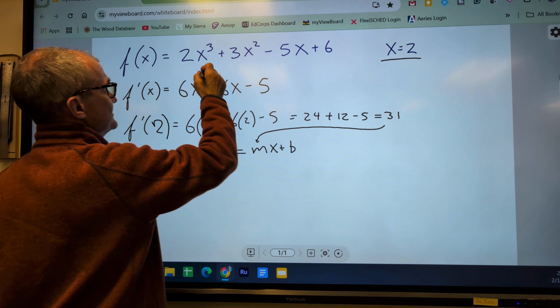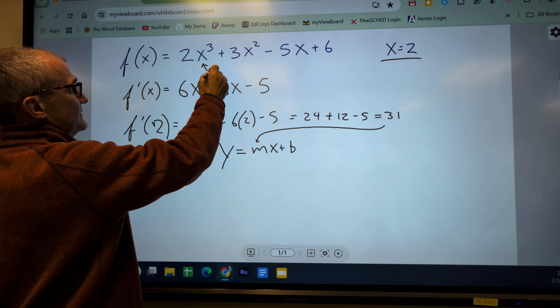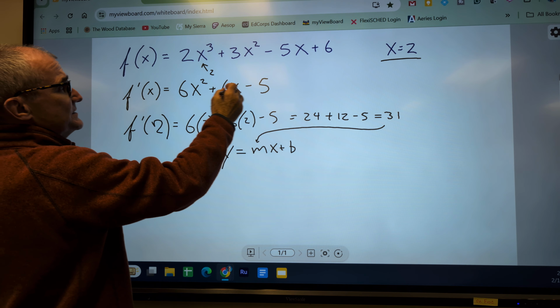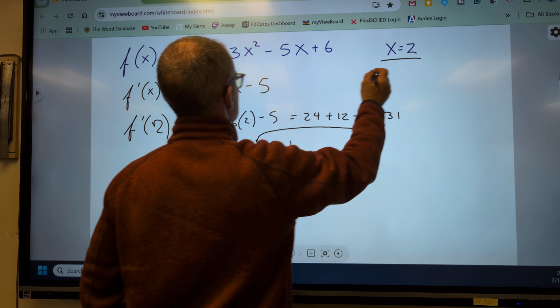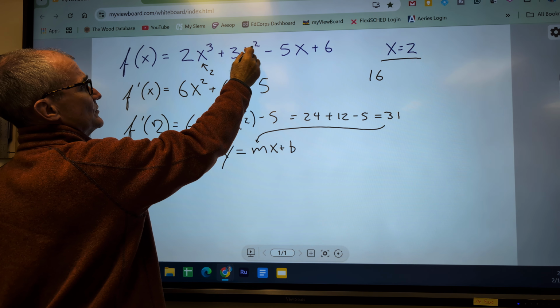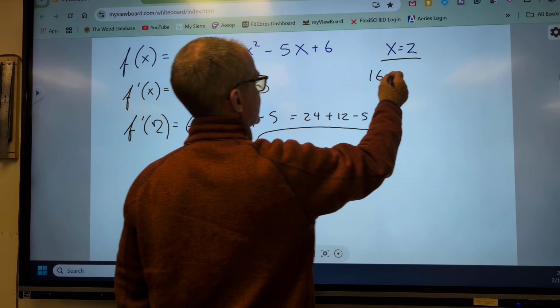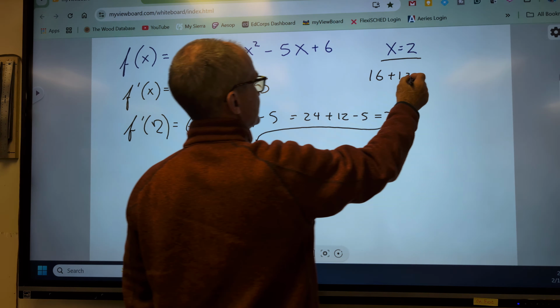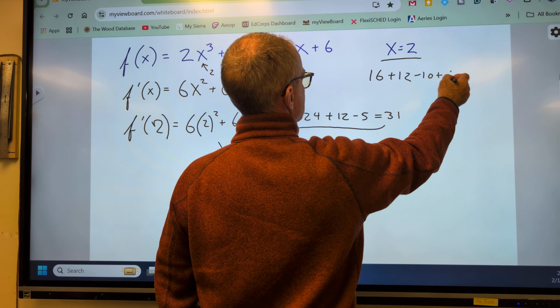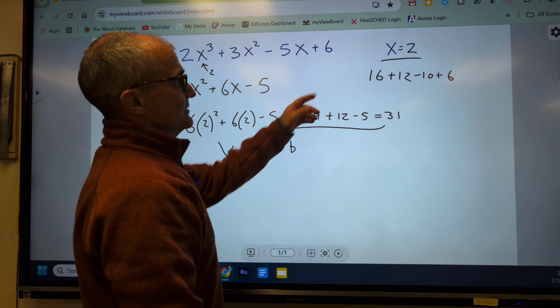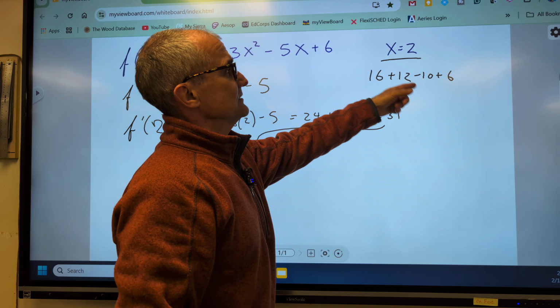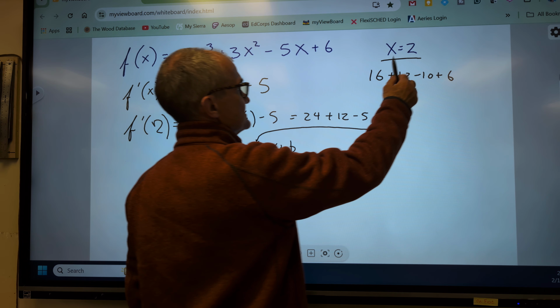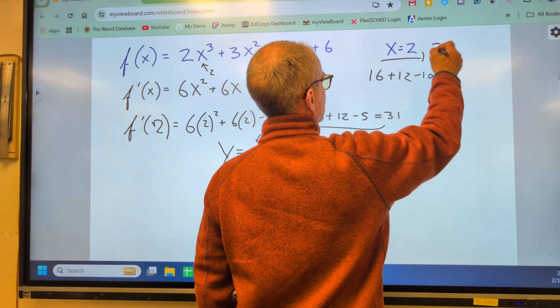So I'm going to take that 2, plug it in here. That's going to give me 8 times 2, 16. 2 in here is 4 times 3 is 12. Minus 5 times 2 plus 6. So 28, 18, 24. So when x is 2, y is 24.